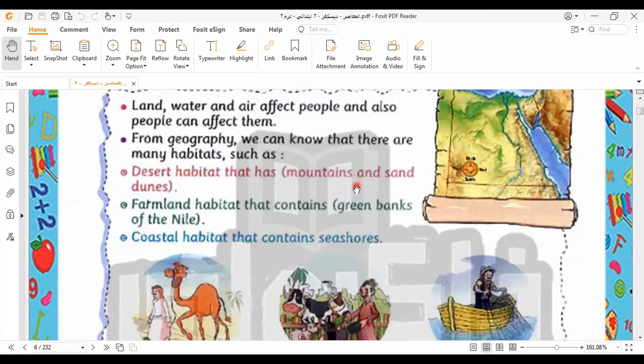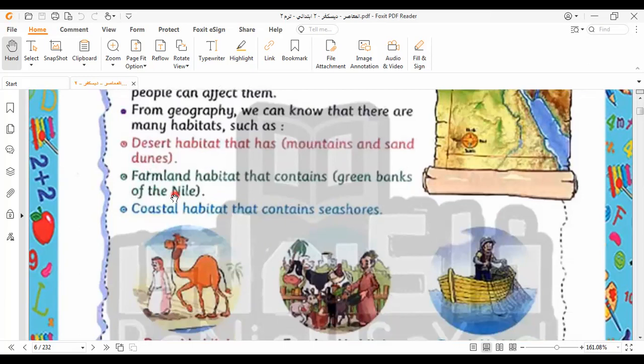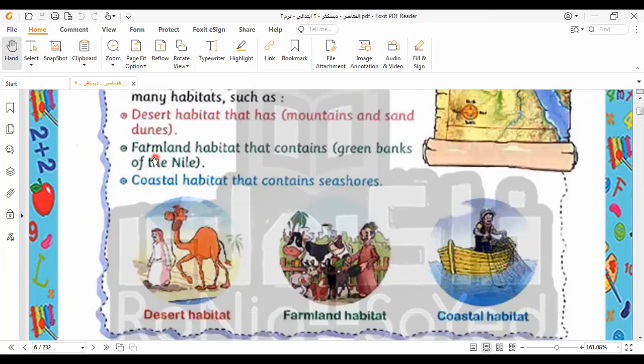Mountains are large. Mountains like Muqattam. Muqattam is a mountain. Mountains and sand dunes. Sand dunes are heavy sand. Farmland habitat that contains green banks of the Nile. Coastal habitat that contains seashores.